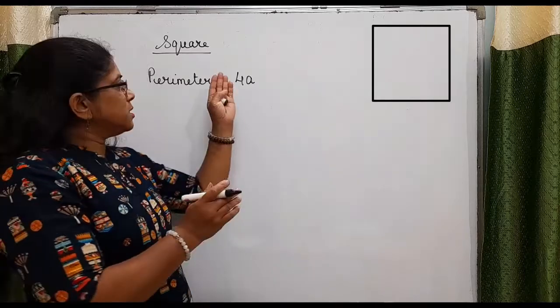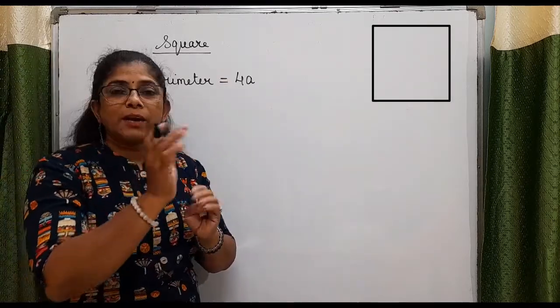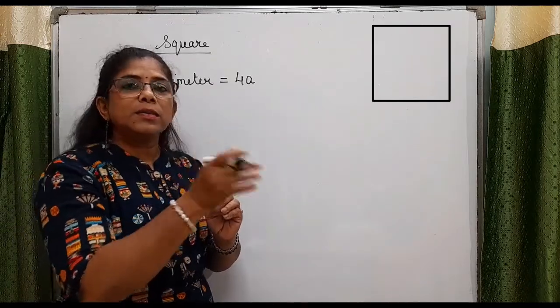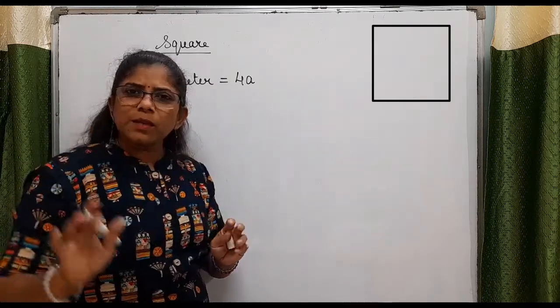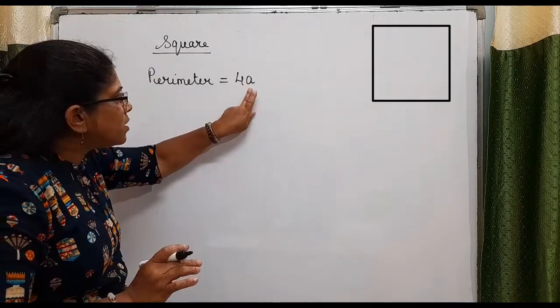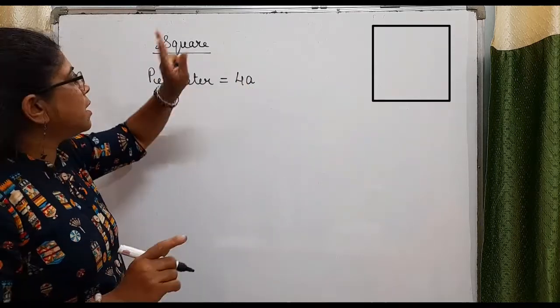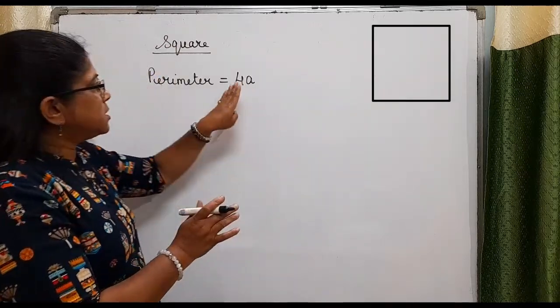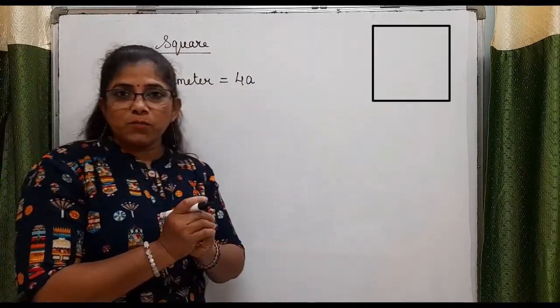Now here this variable can differ. A, L, S, X, anything. Just remember that whatever variable we consider here is nothing but the length of one side of the square. So sum of the 4 sides, that is 4 into A, is perimeter of the square.